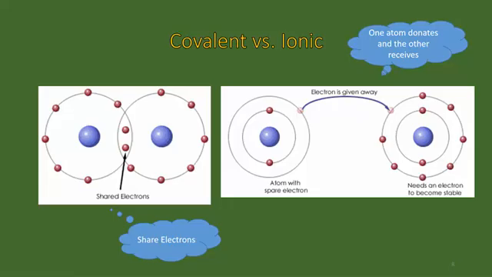These two diagrams show the difference between covalent and ionic bonds. Notice the shared electrons, the covalent bond, the atoms are much closer together than in an ionic bond where electrons are donated by one and received by the other.